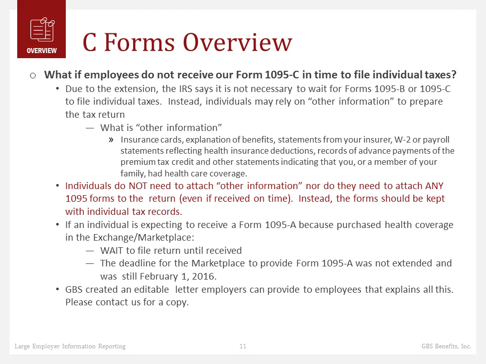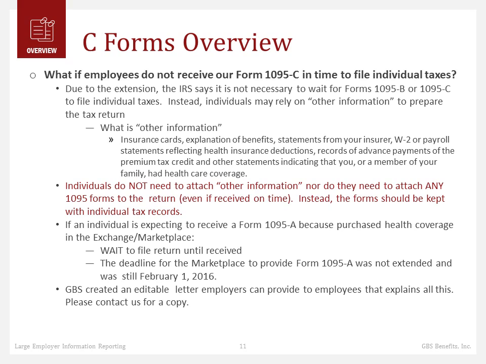So the first question then is, well, what is other information? Other information has now been defined as things like insurance cards, explanation of benefits, statements from your insurer, W-2 or payroll statements reflecting health insurance deductions, records of advance payments of the premium tax credit, or other statements indicating that you or a member of your family had health care coverage. Now, we know what other information is, and we know we don't need to wait for the B or C forms.